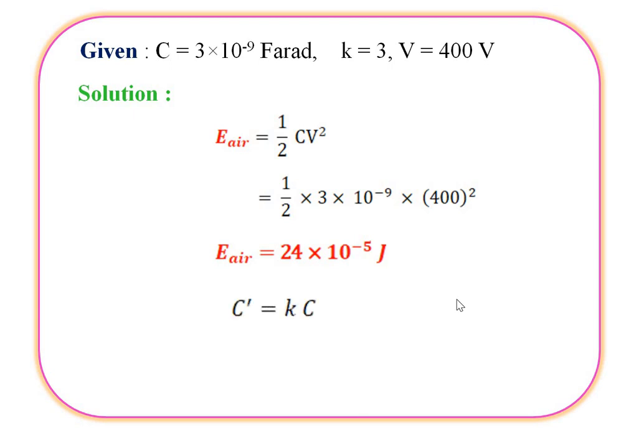We know that C dash is equal to K times capital C. So putting the values of the dielectric constant small k and capacitance capital C, we can write C dash equals 3 into 3 into 10 raised to minus 9, that means C dash has the value 9 into 10 raised to minus 9 farad.